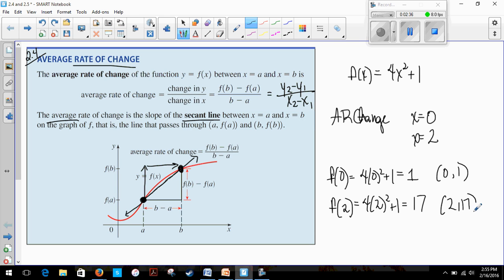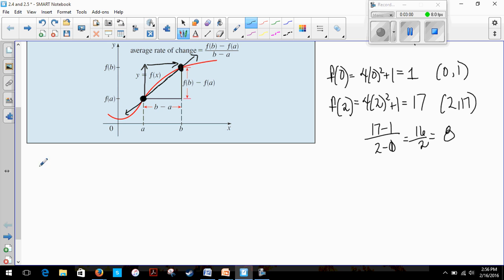So (2, 17). Well, what does my rate of change look like between these two, my average rate of change, since this is not a straight line? Well, that rate of change is going to be the change in my y values over the change in my x values. So 16 over 2, or an 8. You could also do it in the reverse order. So if you said 1 minus 17 and 0 minus 2, you would get a negative 16 over a negative 2. Well, that's also 8.